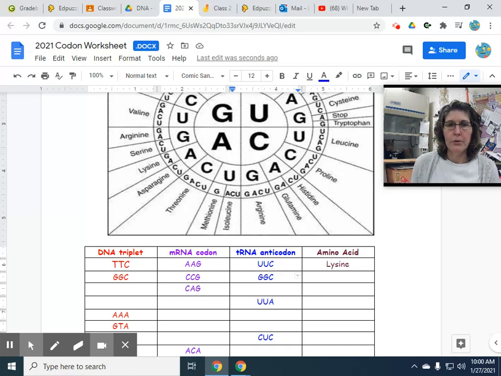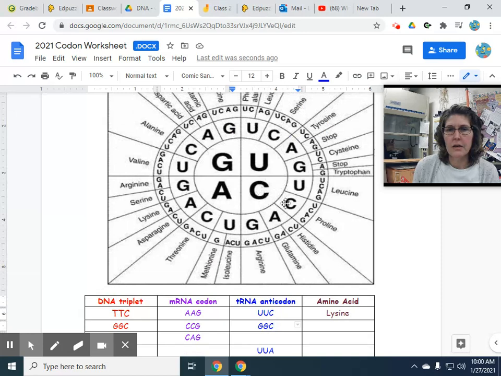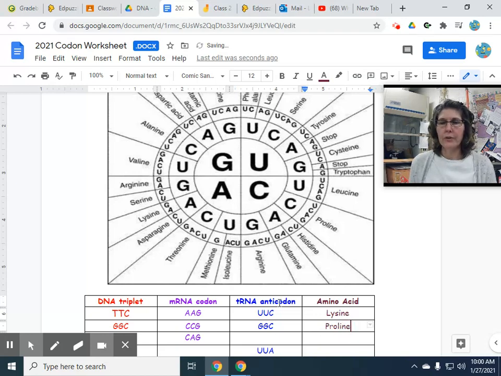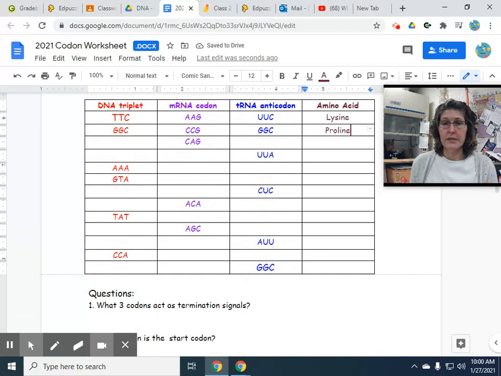If I go through, I'm looking up my amino acid. I'm looking up C, C, G. Here's C, here's C, here's G. My second amino acid is going to be proline. Okay, so that's how you guys are going through and you're filling in this complete chart.